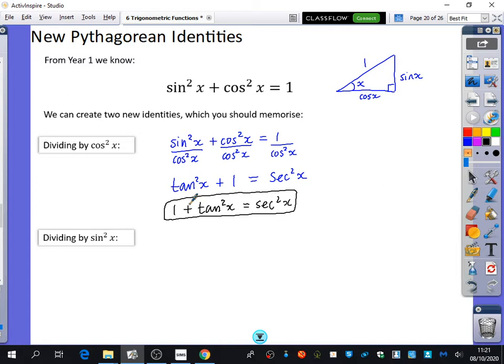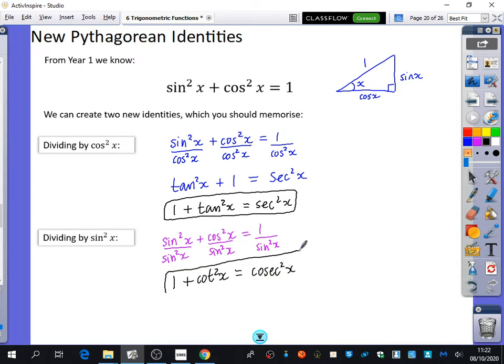Right, we're going to have a look now at doing the same thing for this one, but this time divide everything by sine squared. So originally we have sine squared x plus cos squared x equals 1. I'm going to divide by sine squared, divide by sine squared, and divide by sine squared. So it becomes 1 plus cot squared x equals cosec squared x.